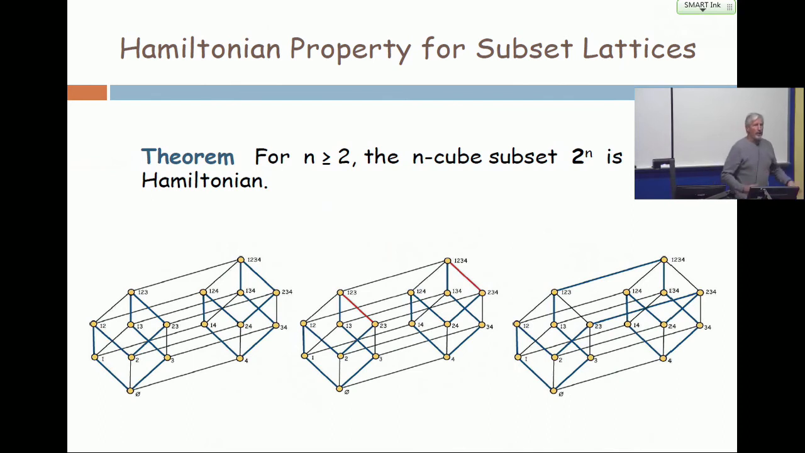And this continues by induction. And so all of the cubes from size 4 and up are Hamiltonian. Now, if you don't think you just accomplished something, just randomly take a picture of the 5 cube and try to find a Hamiltonian cycle in it. You probably won't do it in 10 or 15 minutes.